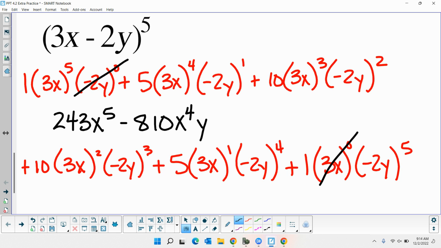So now I got an x and a y, so I gotta keep track of both of them. And then this was 3 cubed 27 times 10 times 4, which was 1080. Is that right, Berkeley? X to the third, y to the second. Okay, you with me?